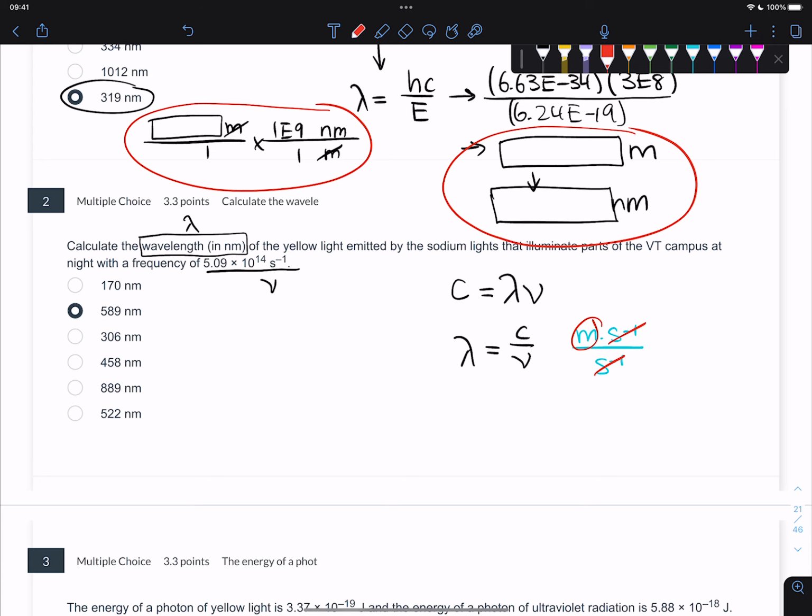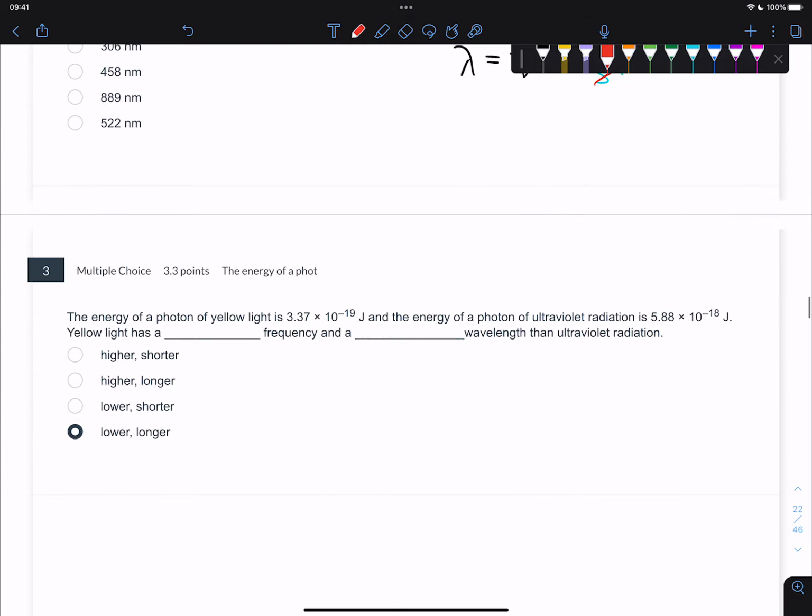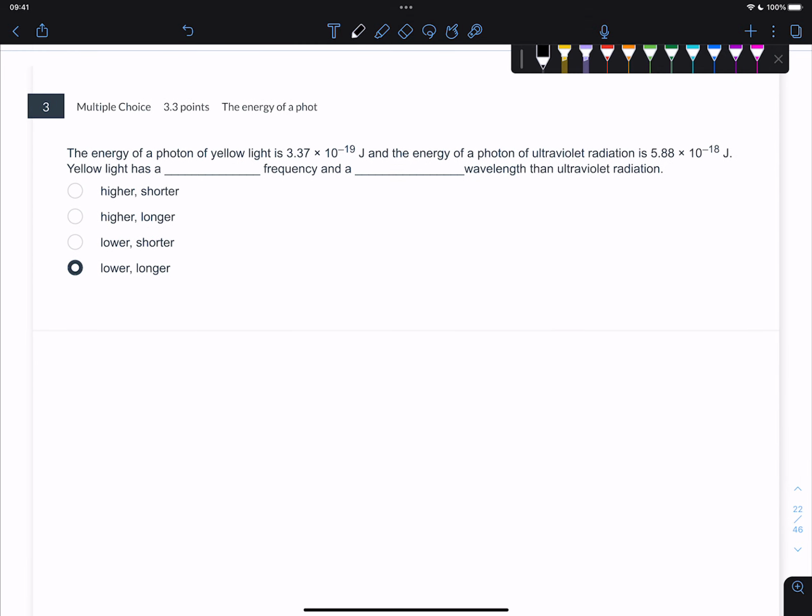Convert your meters into nanometers, and that's going to give you your answer. For number 3, it says the energy of a photon of yellow light is 3.37 times 10 to the negative 19 joules. And the energy of a photon of ultraviolet light is 5.88 times 10 to the negative 18 joules.